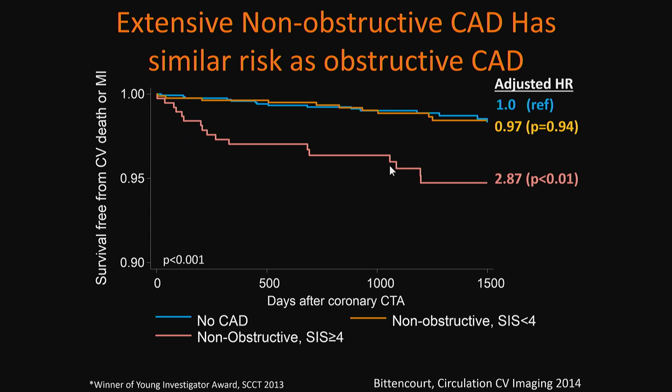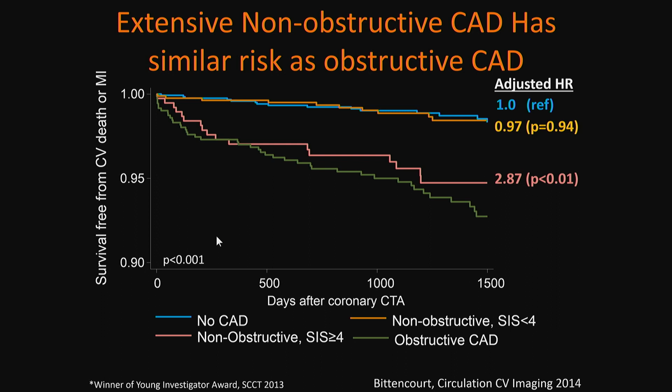And you can see here in the pink line that if patients had 4 or more segments with plaque, their event rate actually was very similar to patients that had obstructive CAD. And again, these are heart events, CV death or MI. This does not include revascularization. And these findings suggest that it's not just whether you have plaque or not, but the more plaque that individuals have, the higher their risk of events.